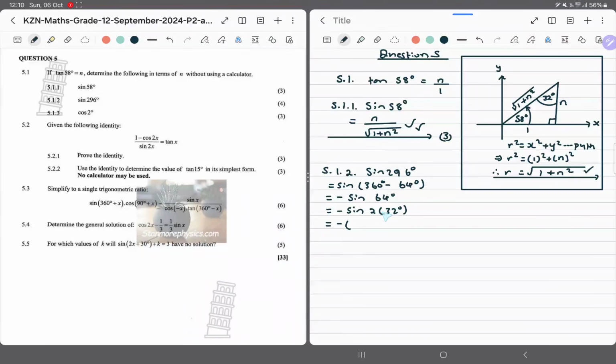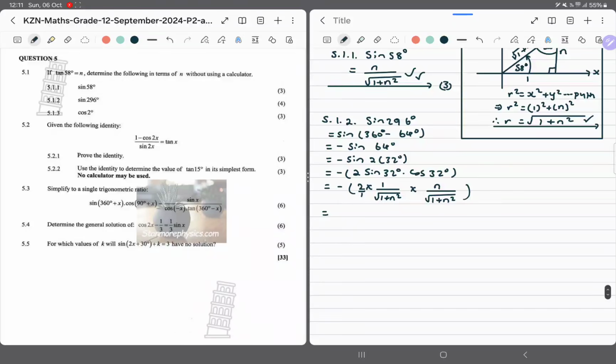Now this is minus sine of 2 times the angle, which is going to be 2 times the sine of the angle times the cos of the angle. So this is minus 2 times sine of 32. Now it's the opposite over hypotenuse, so this is going to be 1 over the square root of 1 plus n squared, multiplied by cos of 32, which is the adjacent, n, over the hypotenuse, the square root of 1 plus n squared, and then we close the bracket. And then we do the final answer.